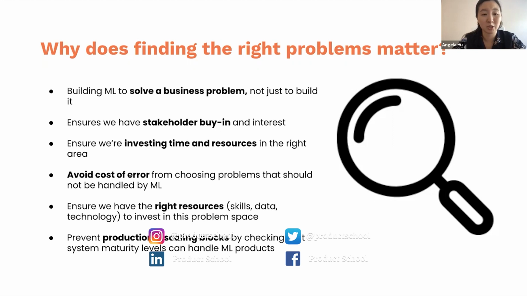We also want to make sure that we're investing our time and resources in the right area. This is also really important with ML development, since a lot of the times ML products do take a lot longer to develop since you are teaching a system to become the product. So it's really important that we're choosing the right problem spaces to be focusing on.